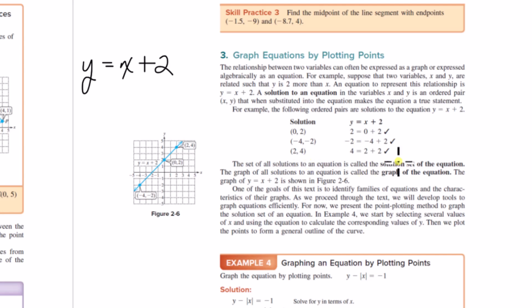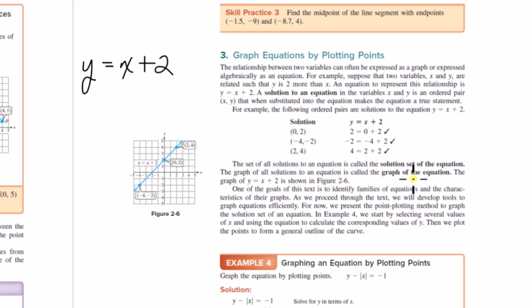The graph of an equation; those are all solutions. Okay, and they show that here. They pick a few points and plug those xy pairs into the equation, and they're solutions. So the set of all solutions to an equation is called the solution set of the equation. The graph of all solutions to an equation is called the graph of the equation.